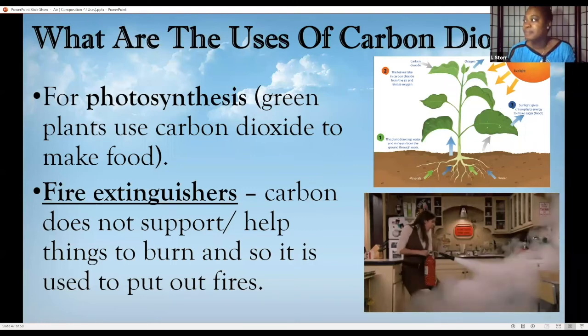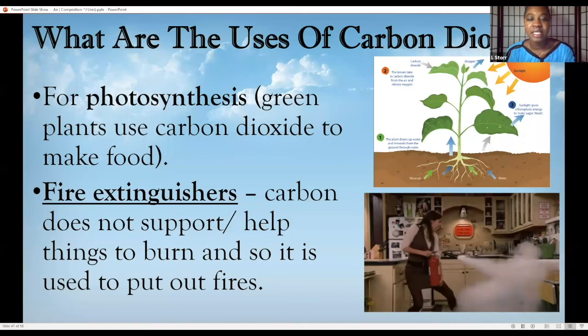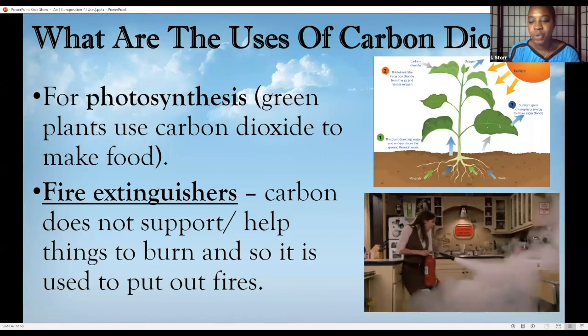Another reason why we need carbon dioxide is because of fire extinguishers. Remember we said oxygen fuels fire.